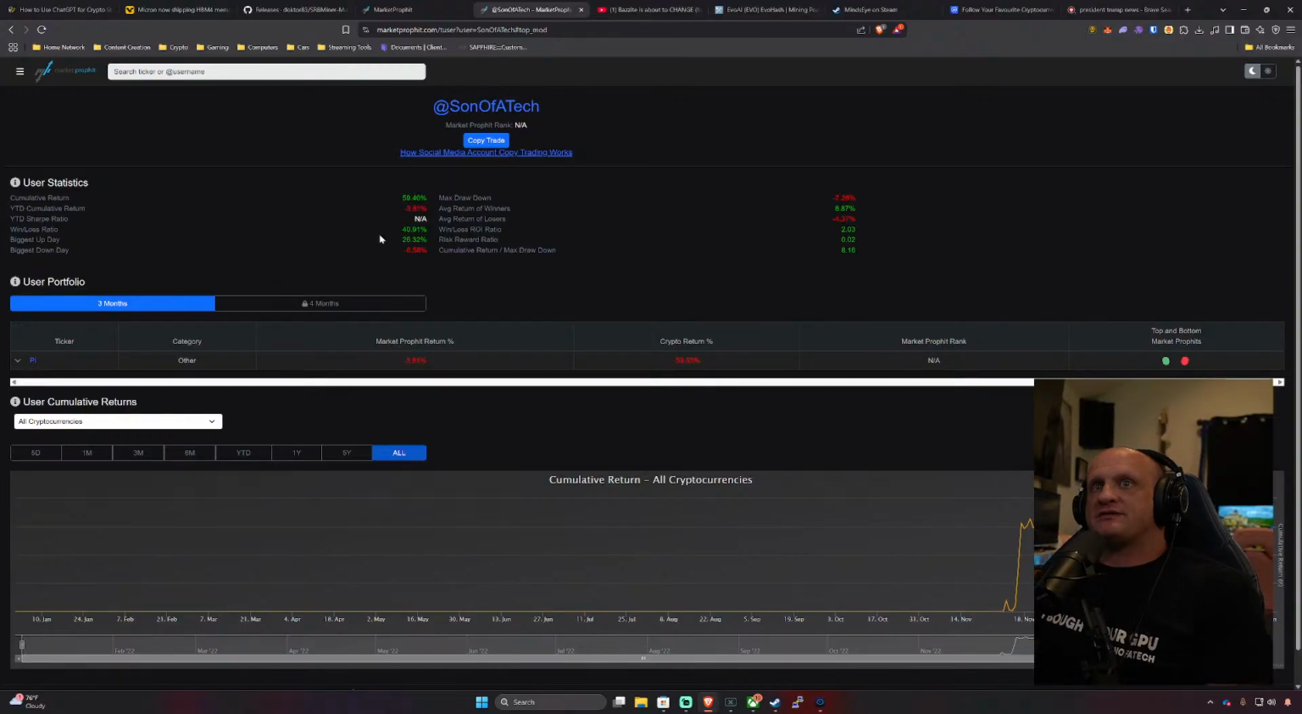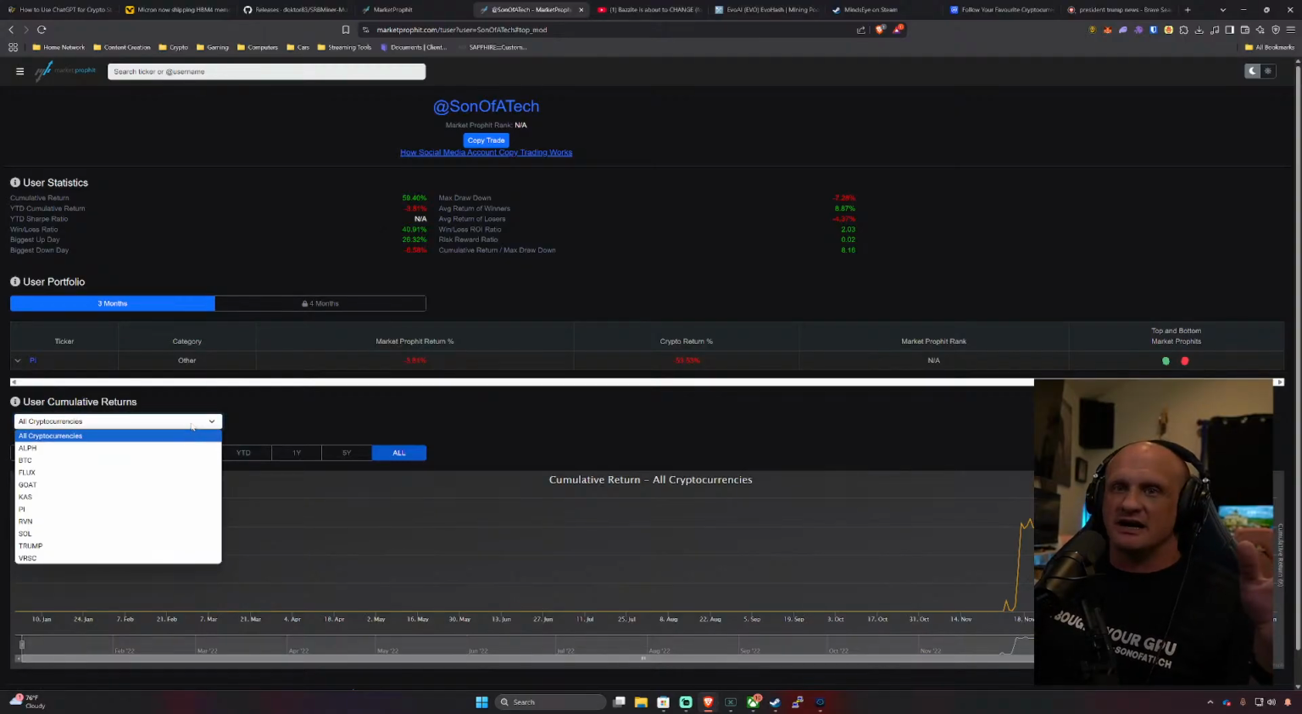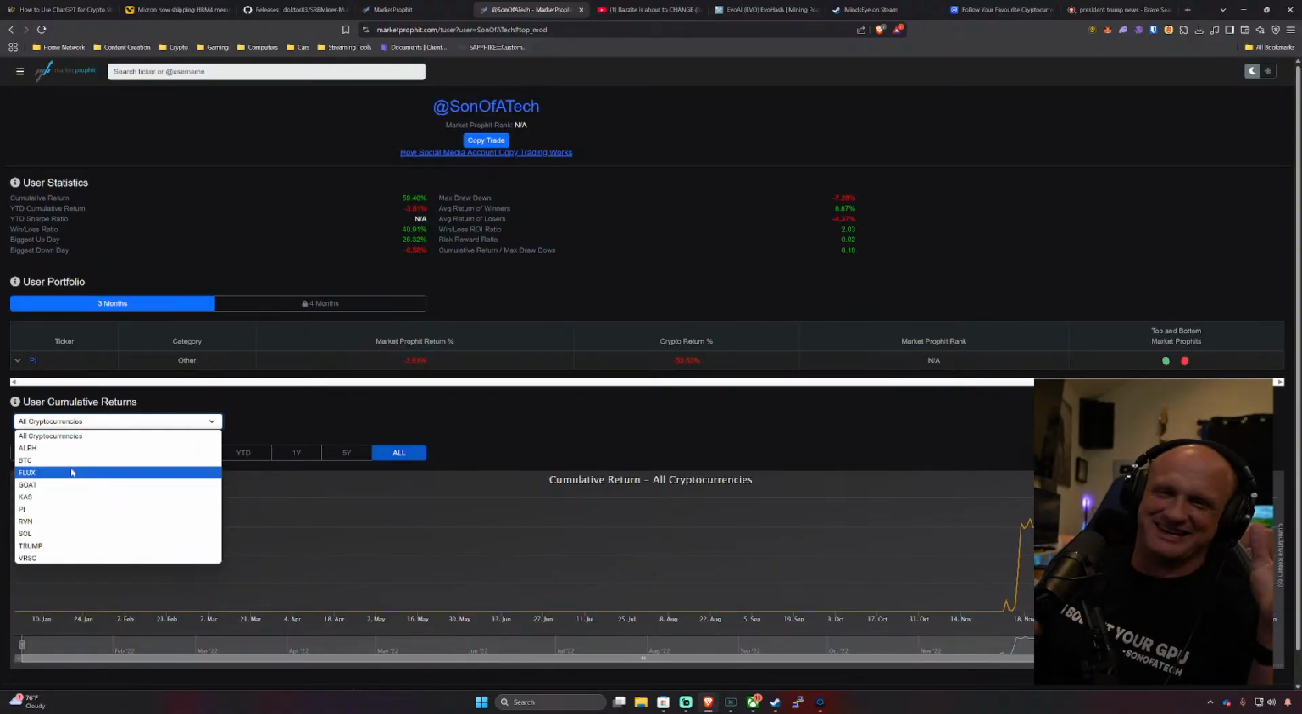I have a 40% win-loss ratio. My largest up day was 26%, and my biggest down day was negative 6.5%. So the average return of winners is 8%, and the average return of losers is 4.3%. So I'd say I'm doing pretty good. I'm pretty proud of myself here, not gonna lie. I think a lot of this, though, was like the comments about shorting Pi definitely helped with that over the past couple months. Not gonna lie.